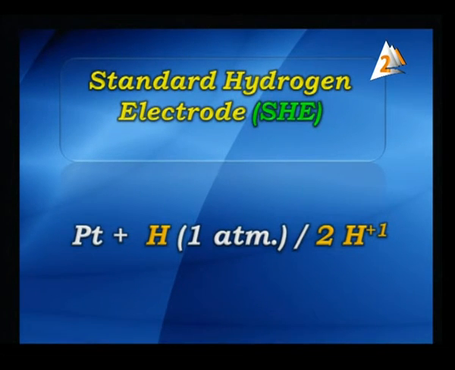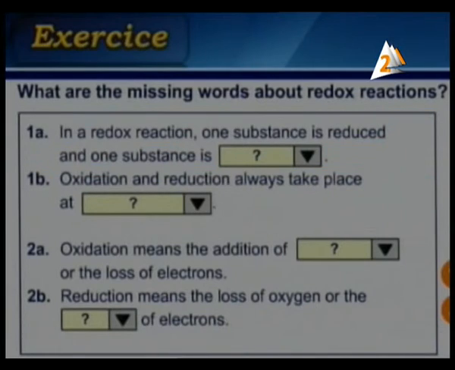We have a diagram for each one of these cells, before this and after this. Pt plus H2 at 1 atmosphere is dipped inside 2H positive one. It means dipped inside the strong acid. So this is the diagram of the hydrogen electrode.